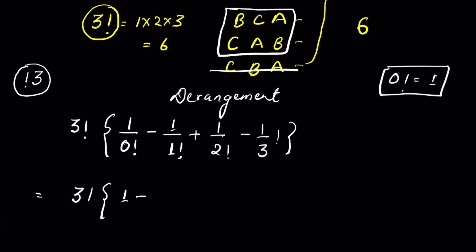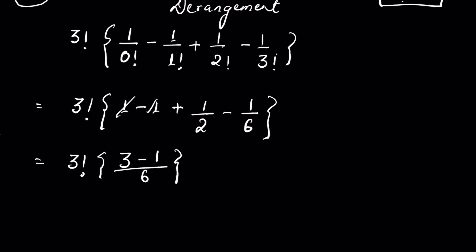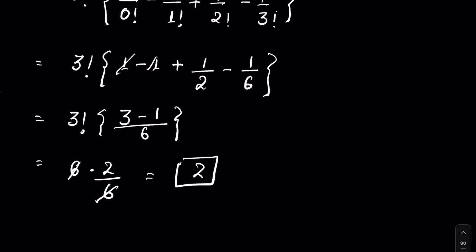1 upon 1 factorial equals 1, plus 1 upon 2 factorial equals 1 upon 2, minus 1 upon 3 factorial is 1 upon 6. So this and this get cancelled. So 3 factorial, get the LCM, it will be 6. 6 divided by 2 is 3, minus 1. Now 3 factorial is 6. 3 minus 1 is 2 upon 6. So 6 and 6 get cancelled. So the answer is 2. So you see two ways that three items can be deranged, and we calculate it using this formula.